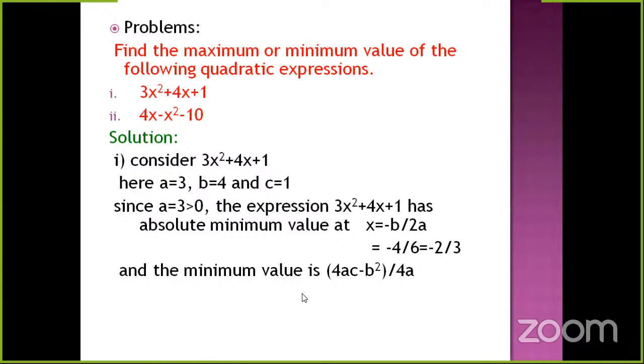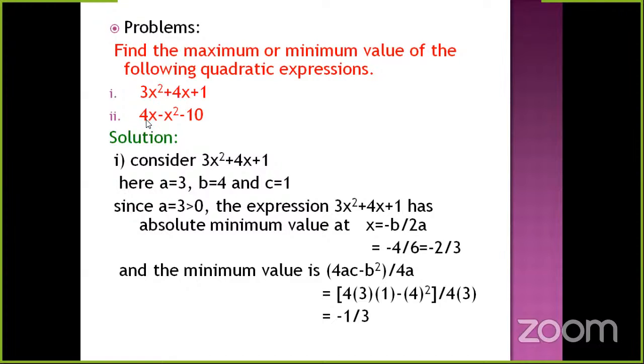And the minimum value of the curve is 4ac minus b square by 4a, which is equal to 4 into, in the place of a, I am substituting 3, in the place of b, I am substituting 4, and in the place of c, I will substitute the value as 1. So, I will get 4 into 3 into 1 minus 4 square whole by 4 into 3. So, the value will be, after solving, minus 1 by 3. So, for this problem, since the coefficient of x square, a, is positive, the expression is having minimum value and the value is minus 1 by 3.